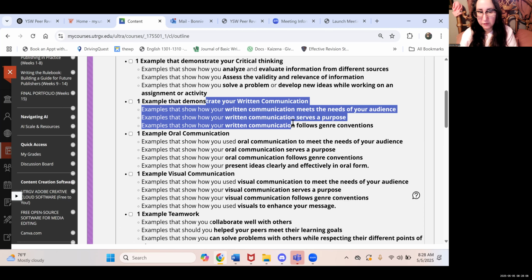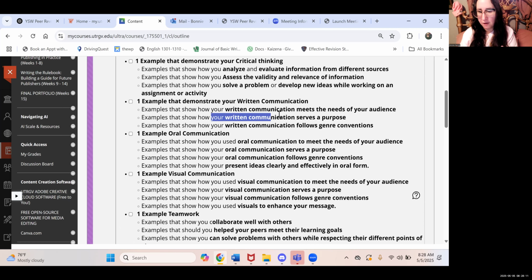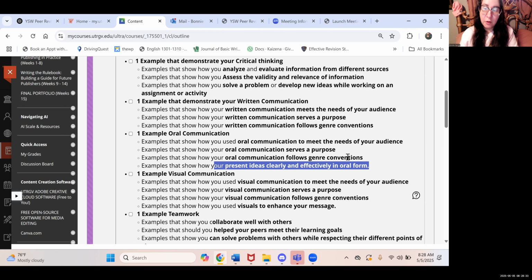Same thing goes with anything else, right? If you're saying, oh, this infographic that I did, I was following genre conventions. How? What was it that you did specifically in the creation of that written communication that proves that you were following genre conventions? Oral communication. Oh, here I was able to present ideas clearly and effectively in oral form. What exactly was it that you were doing within that oral presentation that proves that you were presenting ideas clearly and effectively? You have to get into the details of how you did it in that example. So make sure that you're choosing your examples wisely.